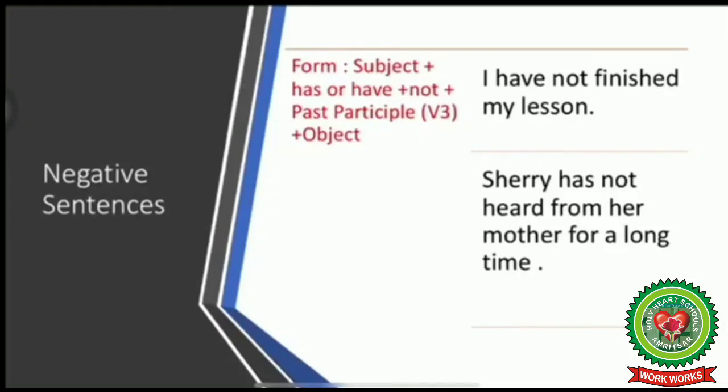Now, let's do negative sentences. The structure for the same is subject plus has or have plus not plus past participle, that is third form of the verb, followed by object. As in, I have not finished my lesson. Sherry has not heard from her mother for a long time.